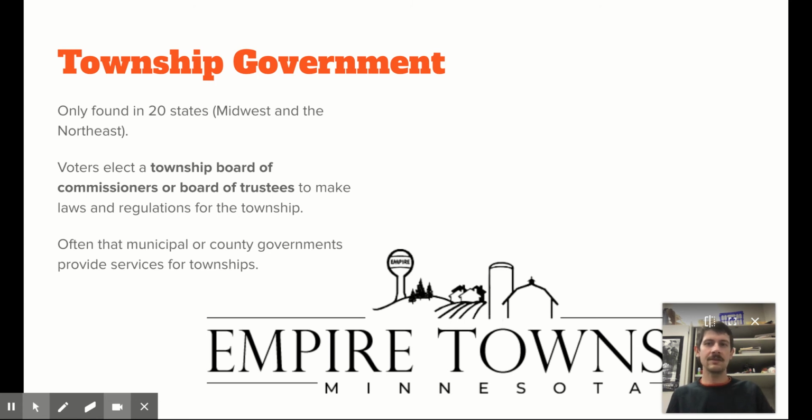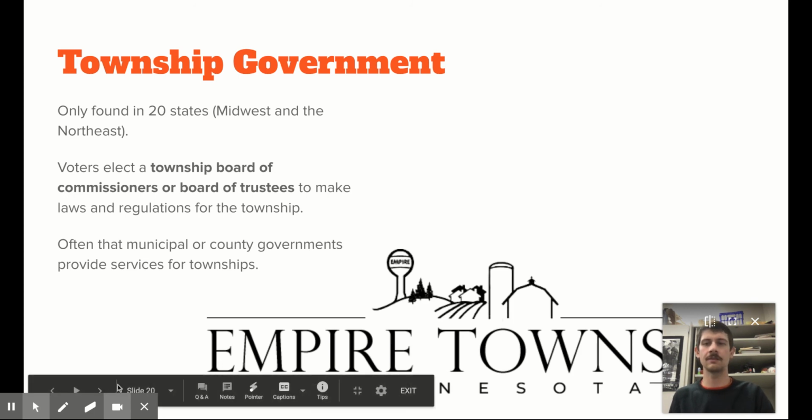Often the municipal and county governments provide some of these services. If it's not a big enough township, they don't have enough tax revenue, they can't pay for water, they can't pay for a fire department, the county or city nearest them will help provide some of those services for the township.